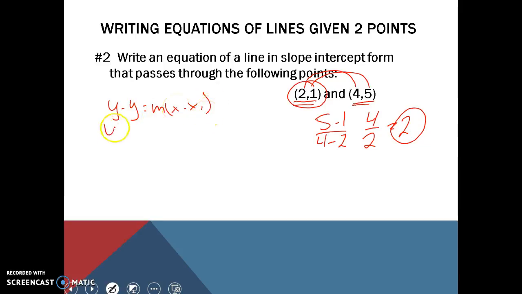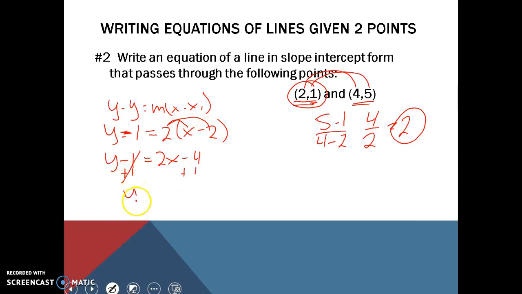So in this example, if I use this point, y minus our y value, which is 1, equals our slope, which is 2, times x minus our x value, which is 2. So it's going to be y minus 1 equals 2 times x, which is 2x, and 2 times negative 2 is negative 4. Then when I add 1 to both sides, y will equal 2x minus 3. And that is an equation that goes through both points.